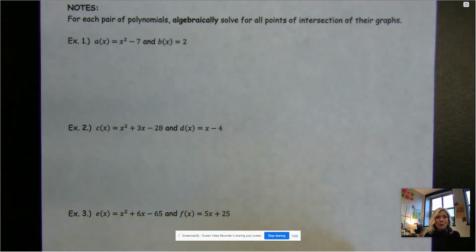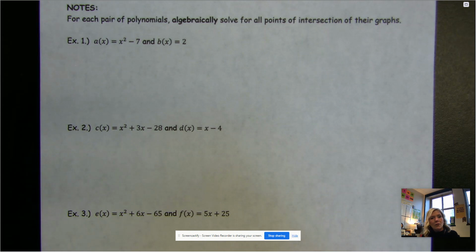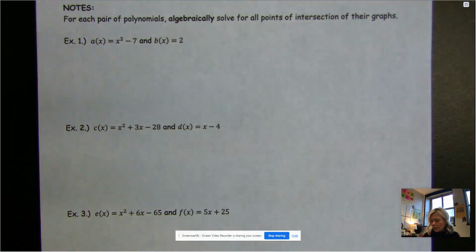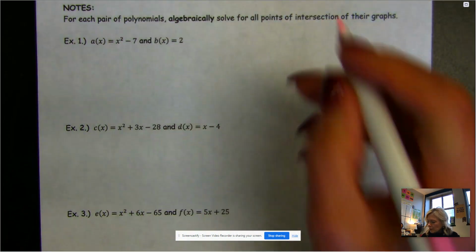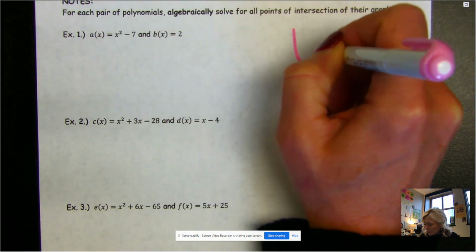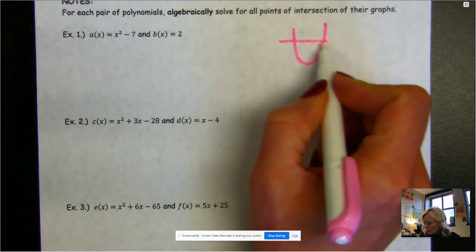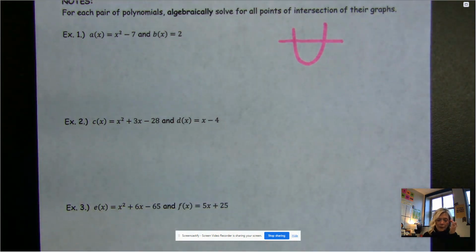So for each pair of polynomials, algebraically solve for the points of intersection of their graphs. So the first example, we have a of x, which is x squared minus 7, and b of x, which is just equal to 2. So basically what's going to happen is that if we were to graph those two, we would get a parabola for a of x, and then a horizontal line at y equals 2 for b of x. And so you can see we're going to be able to find 2 points of intersection.